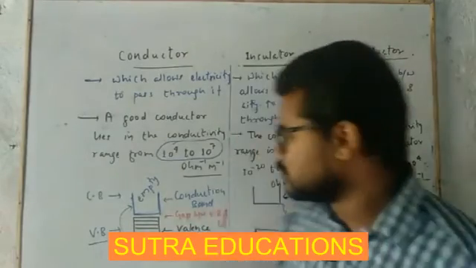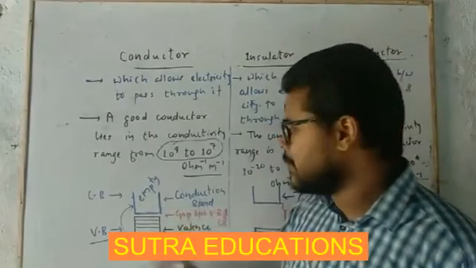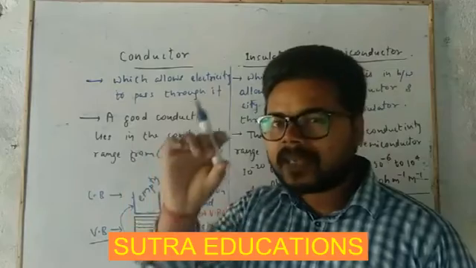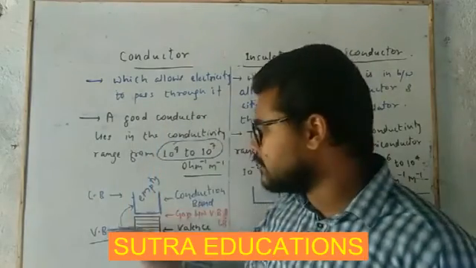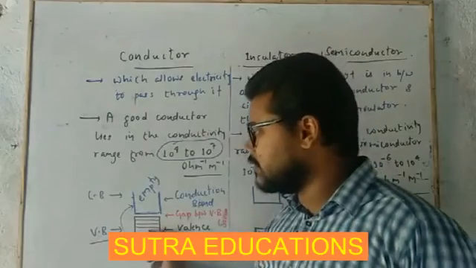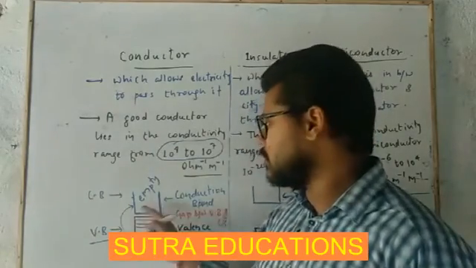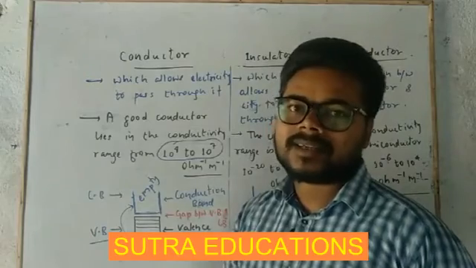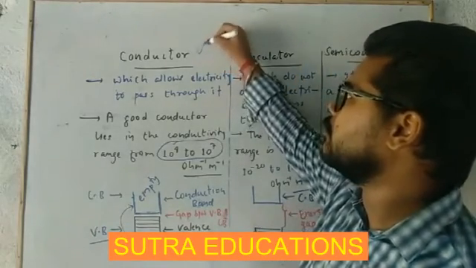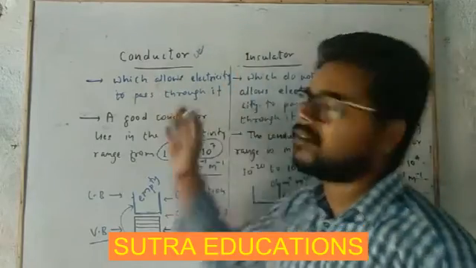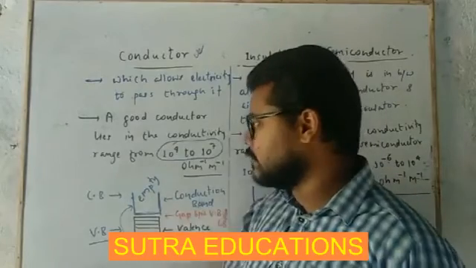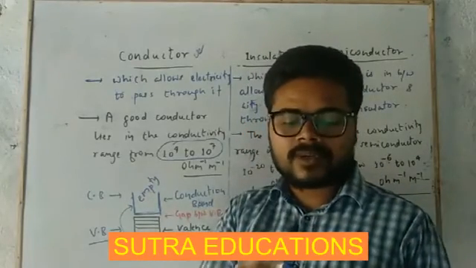Getting this now? So same thing is happening here between valence band and conduction band. The energy gap is very small. So by absorbing a little amount of energy, electron present in valence band jumps into conduction band, and the conduction starts. And that's why conductors are very good conductors. Why they are good conductors? Because the energy gap between valence band and conduction band is almost negligible.